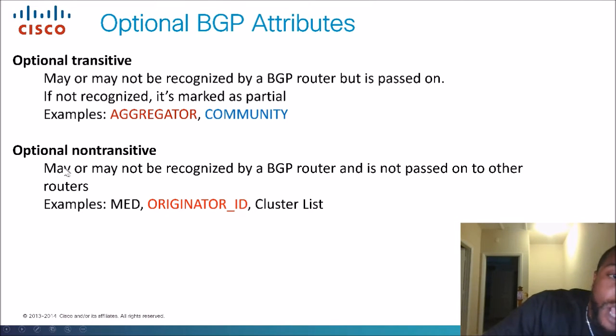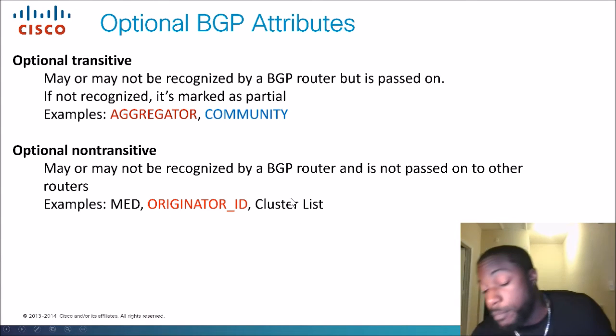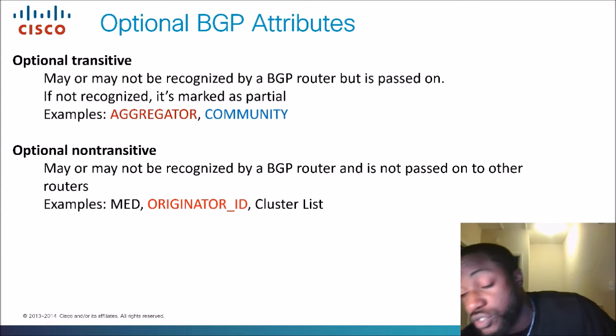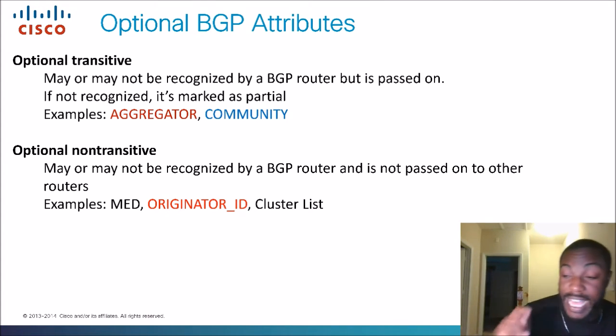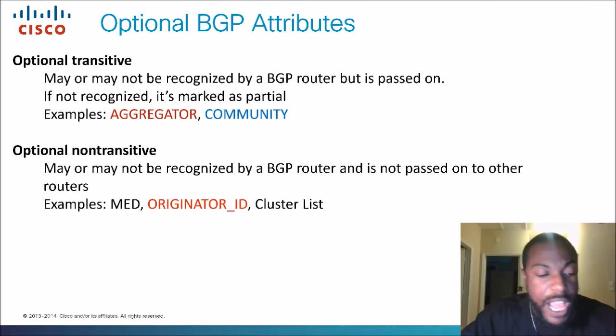Again, optional non-transitive means it may or may not be recognized by a BGP router, and it is not passed on to another router. These are the examples: MED, originator ID, and cluster list. I'm going to fire up Boson NetSim real quick so y'all can see how to determine or look at each one of these attributes. Matter of fact, I've got it fired up in the background.